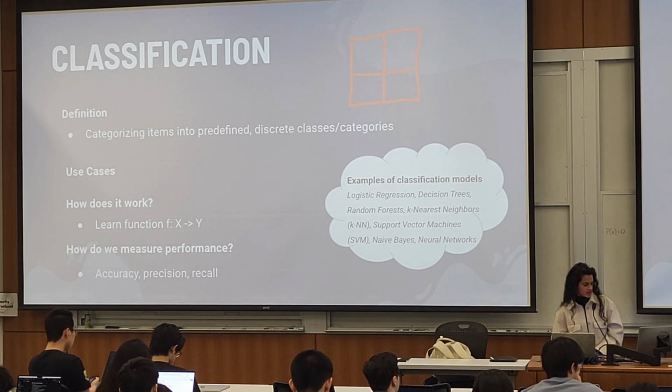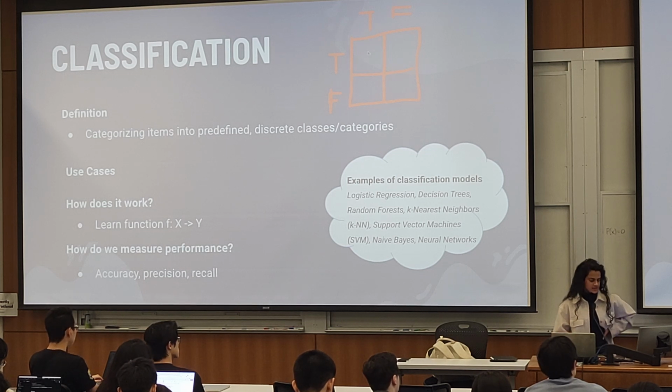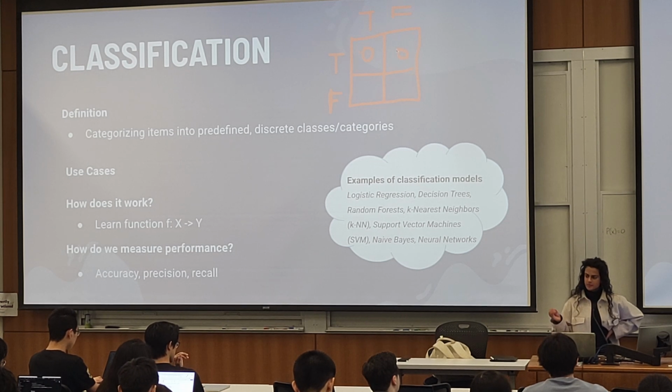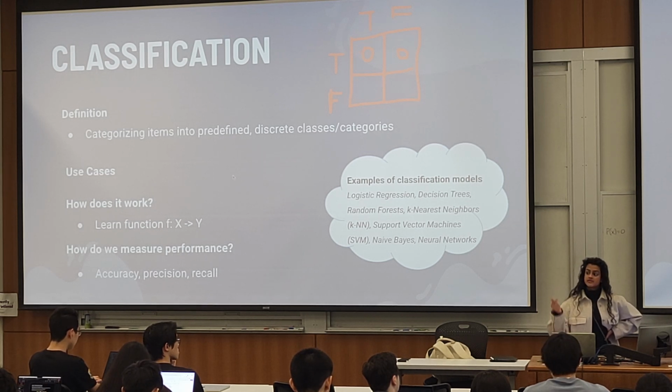So let's say you have true and false, and true, positive. What accuracy does is it takes the number of true positives and false positives and divides that by the total number of predictions. So it's the number of correct predictions divided by the number of total predictions. Precision looks at the number of true positives and divides that by the number of true positives and false positives.